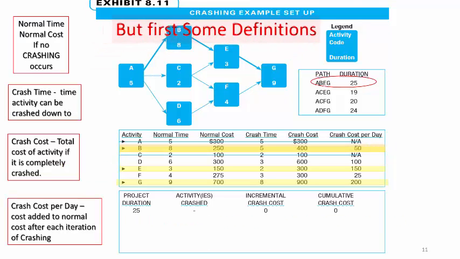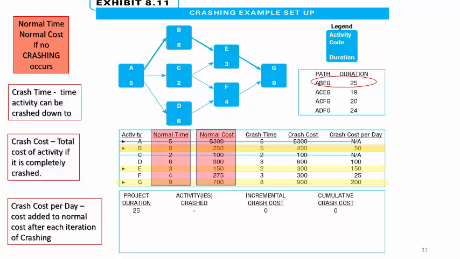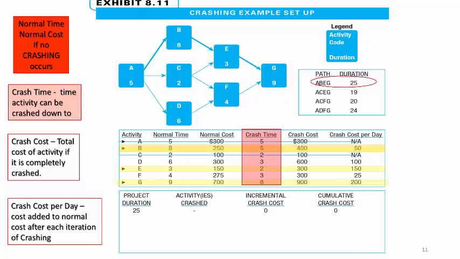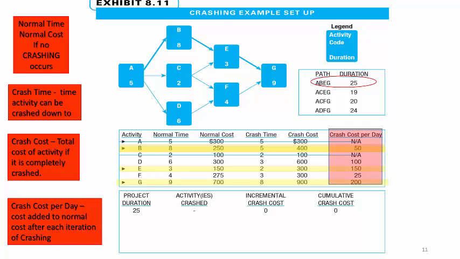But first, some definitions. Normal time and normal cost are the activity duration and cost if no crash occurs. Crash time is the length of the activity if it is totally crashed. Crash cost is the total cost of an activity if it is completely crashed. Crash cost per day is the cost added to the normal cost after each iteration of crashing.